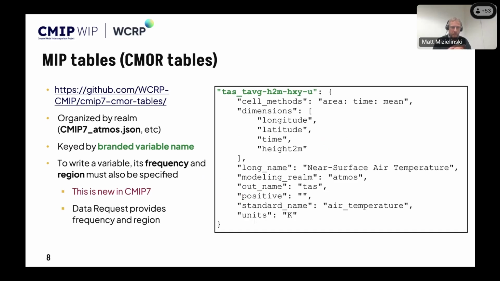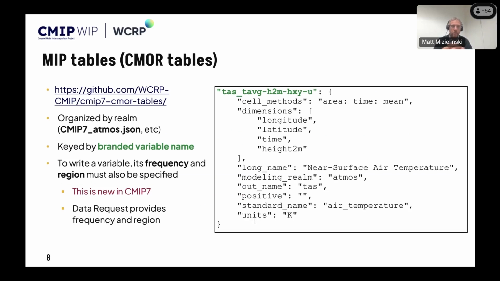MIP tables. Many of you will be using CMOR or something similar to process your data, and to allow that, we've constructed a set of MIP tables. So the reference up on GitHub there, these have been constructed directly from the data request. They will eventually be constructed from a variable registry, which will be hosted as part of the controlled vocabularies, but due to time pressures, this is not available yet.